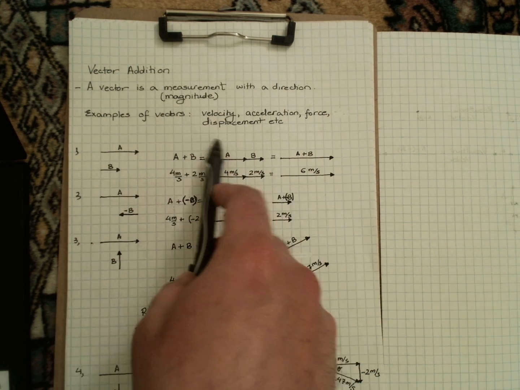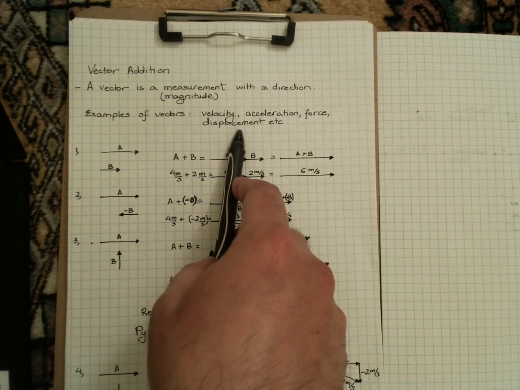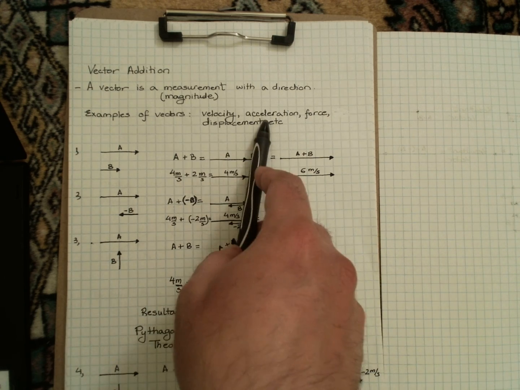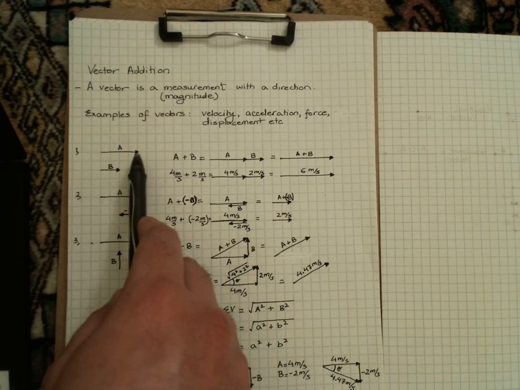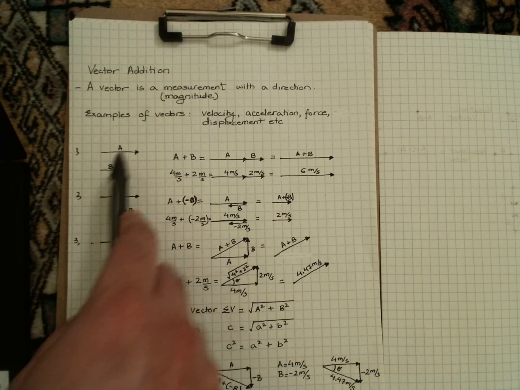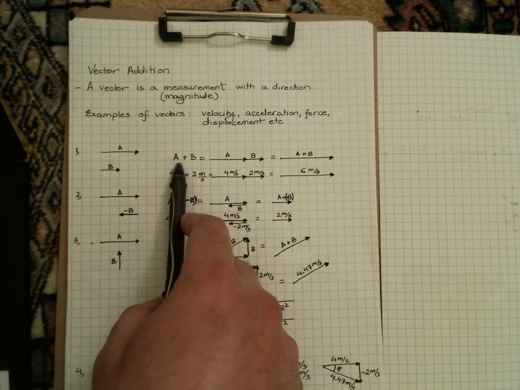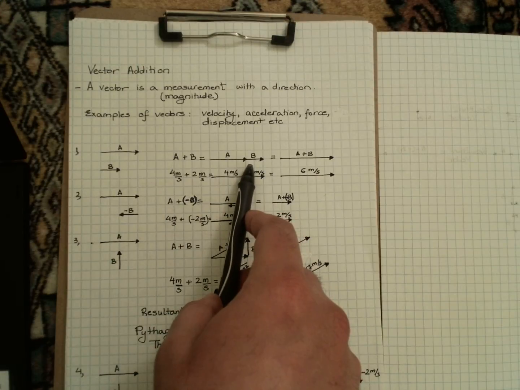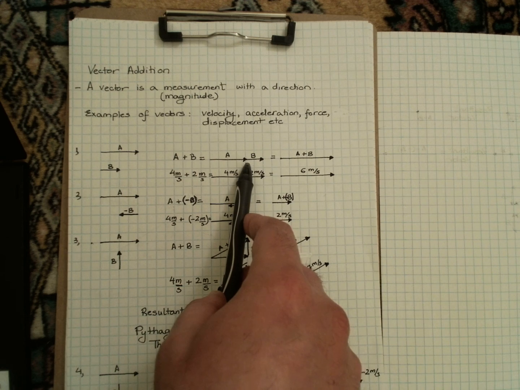Examples of vectors are displacement, meaning how far you are from where you were, so how much you've moved, your velocity, acceleration, force. Here are a couple of examples of adding vectors. When vectors are pointing in the same direction, such as vector A pointing to the right and vector B pointing towards the right, and I'm asking you to add the two vectors, the first rule of vector addition is to place them head to tail. You can pick up the vectors and rearrange them so that they're touching head to tail.